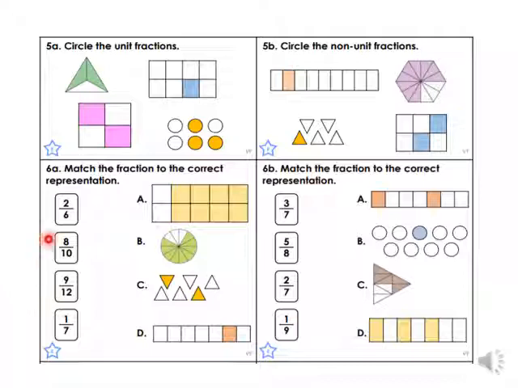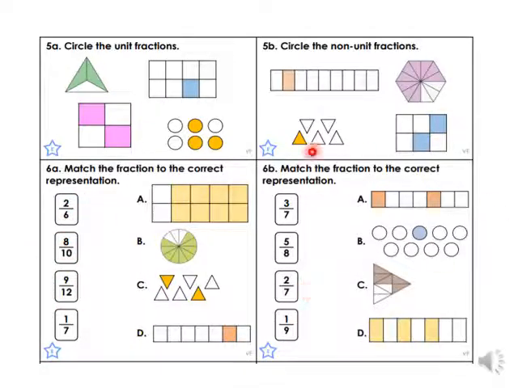So your task for today. Okay, so firstly you have to look and you have to circle the unit fraction for this question. So remember in your head what a unit fraction is. A unit fraction is when the numerator is 1 and the denominator is a whole number. Whereas a non-unit fraction, the numerator is above 1. It's not 1. Okay, so for this question, you've got to match the fraction to the correct representation. So you've got to work out which card goes with which image.